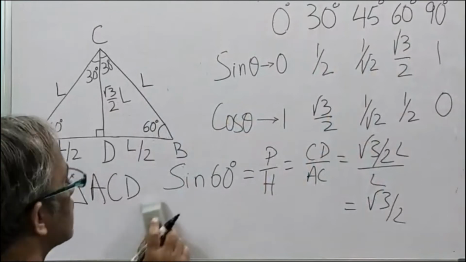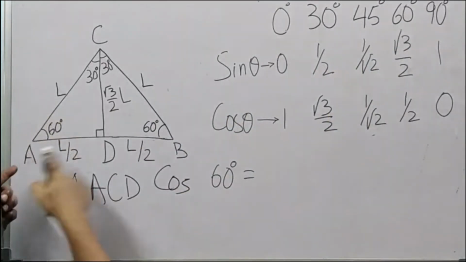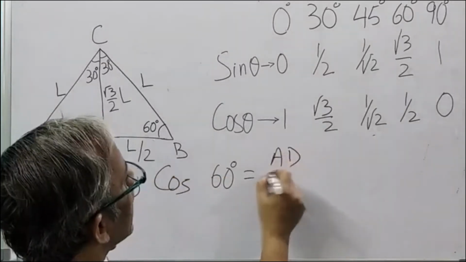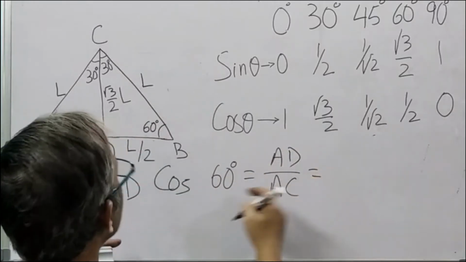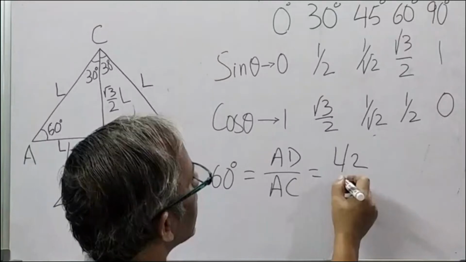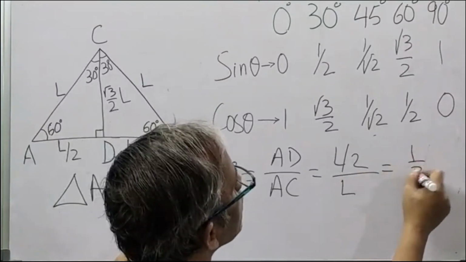And next, cos of 60 degrees. Cos of 60 degrees means base upon the hypotenuse. Base is AD and the hypotenuse is AC. That becomes AD is, you can see, L by 2 and AC is L. So the result is 1 by 2.